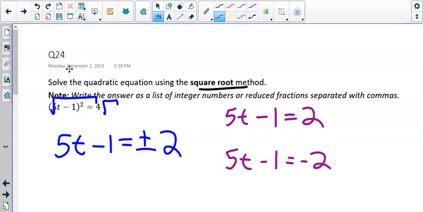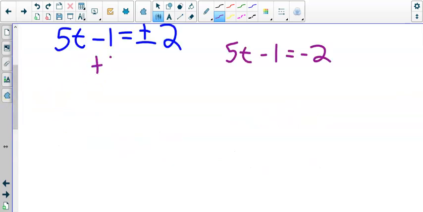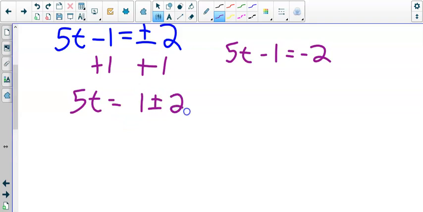So, how do I get rid of a minus 1? Add 1, right? Plus 1, plus 1. But again, because this thing is acting like 2 separate equations, I can't just take and add 1 to the 2 and say it's plus or minus 3. It doesn't work like that. So what I have here is 1 plus or minus 2. Don't put those 2 together, because it's like you're running 2 separate equations at the same time. You follow me on that?